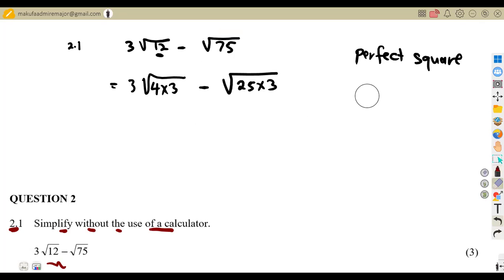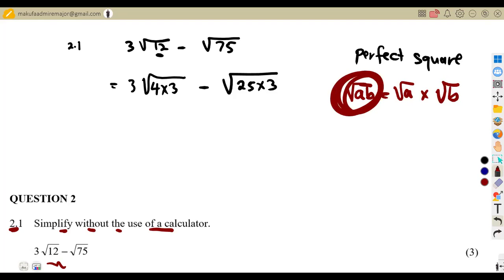We do this because from our laws of surds, the square root of AB is the same as the square root of A times the square root of B, separated from the single square root that we had. So if two numbers are multiplied under the square root, they can be separated as the square root of 4 times the square root of 3. That's why we have to choose a perfect square so that we can determine its square root.